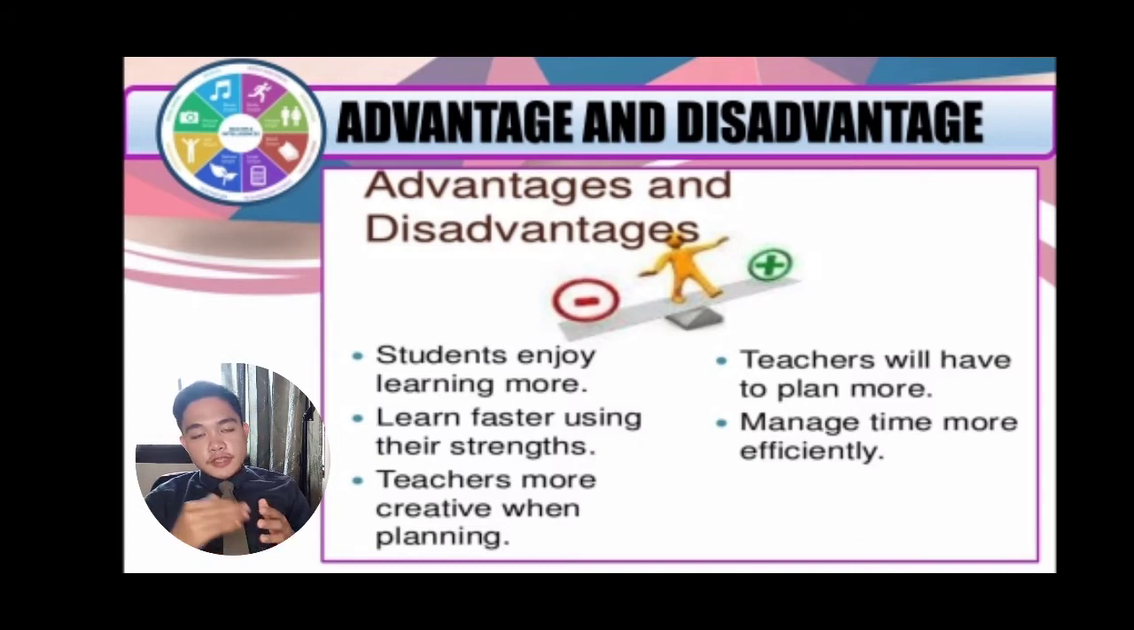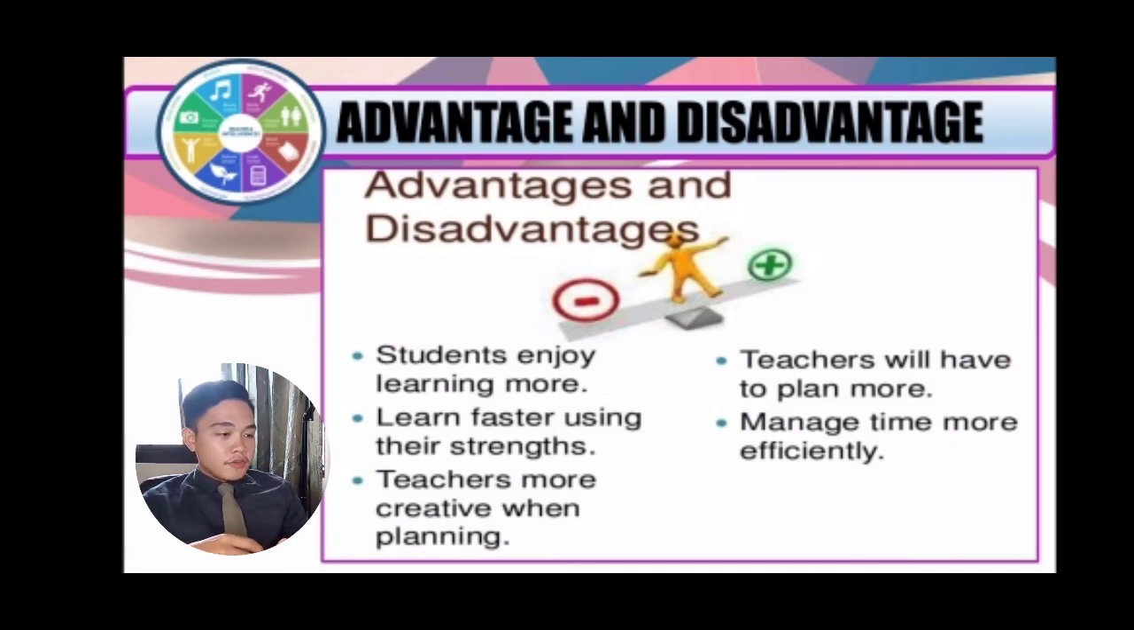As I've said a while ago, in presenting a lesson, considering the multiple intelligence theory challenges the teacher to be more creative and innovative in the classroom. Let's talk about the disadvantages. Teachers will need time to plan more, because this intelligence is not usually applied in the classroom, especially in public schools, because of the lack of resources and time. Because of the number of students, the teacher usually cannot have enough time to prepare or to cater to the different learning intelligences of the students.